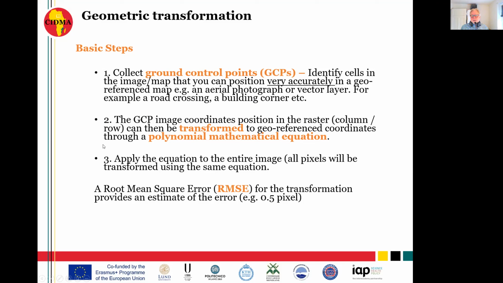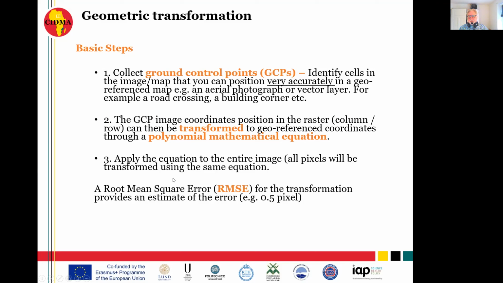So the GCP image coordinates in the raster, the column and row coordinate system, if it doesn't have a real world coordinate system, can then be transformed to georeference coordinates through a polynomial mathematical equation. And we will see how that looks in a little while.